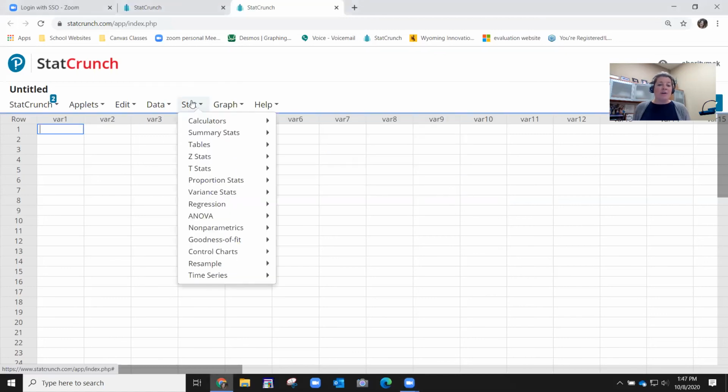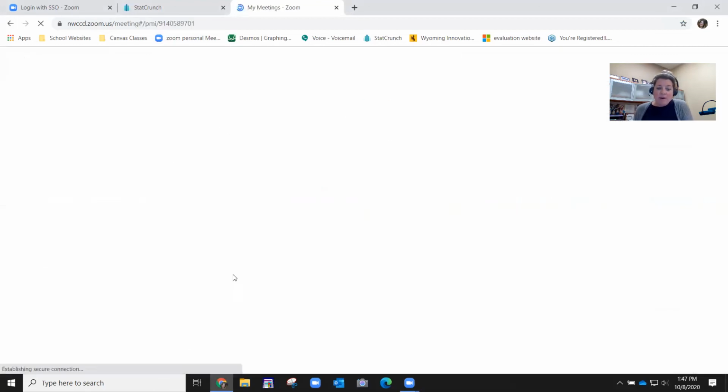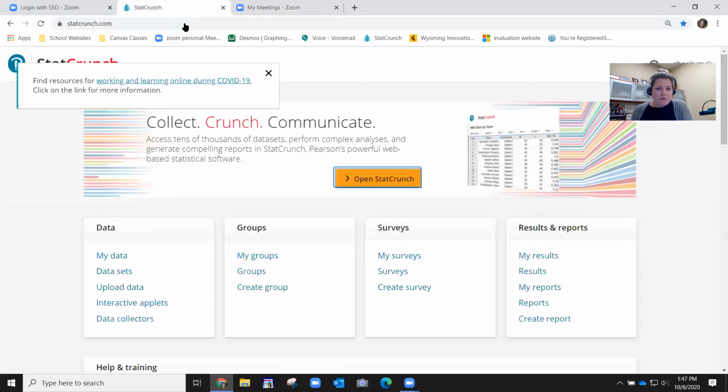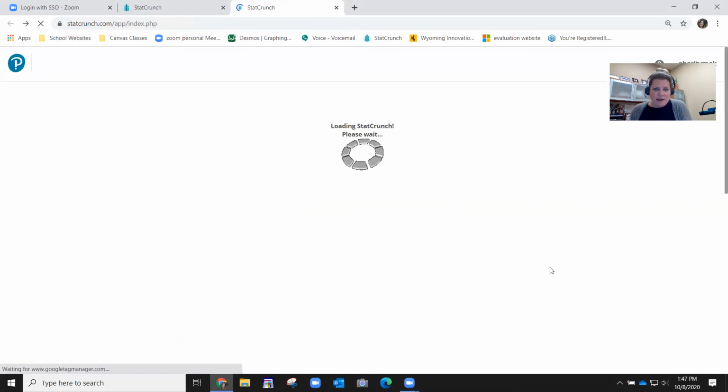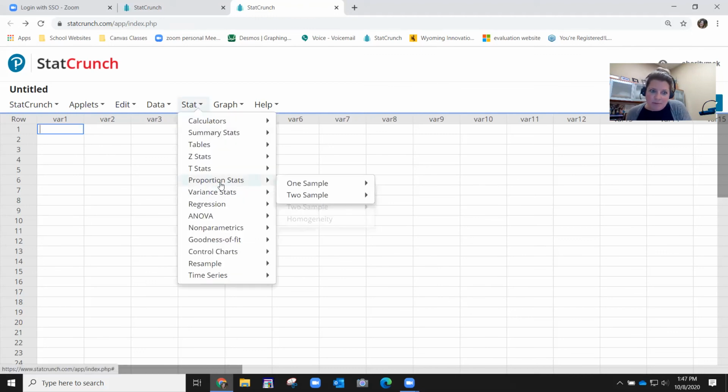Let me show you that on StatCrunch. Okay, so we're going to go to Stat. I push this stuff away, but I actually have to know. And we're going to go to Proportion, One sample, with width or sample size. Why did it do this? I was thinking maybe I accidentally got out of recording, which would really not be good. You wouldn't know because I'd have to re-record.